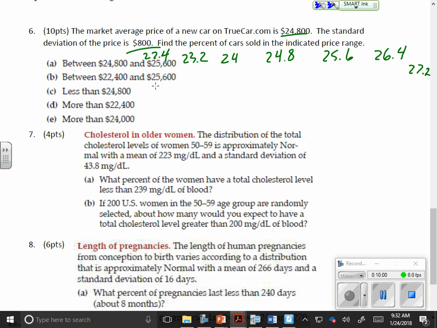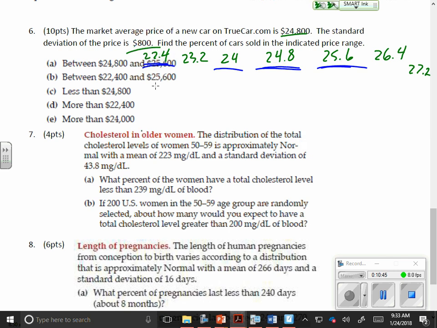So, are any of these questions asking about those numbers specifically? 24.8, 25.6. Oh yeah, 24.8, 25.6. 22.4 and 25.6. 24.8, yeah. 22.4, yeah. 24 even, yeah. So since these are asking about those numbers, I can go to that 68, 95, 99.7 rule bell-shaped curve, and it has all my percentages right there. Okay? So you got that handy? Anybody got that handy?